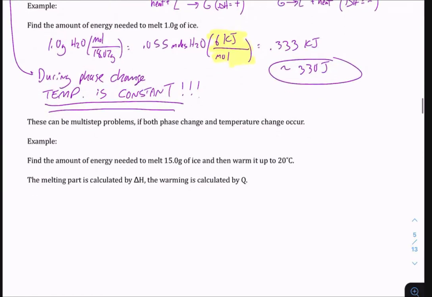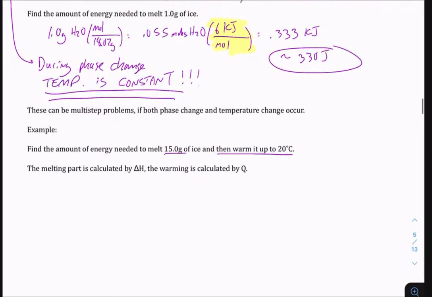Okay, let's try another example. Find the amount of energy needed to melt, this time, 15 grams of ice, and then warm it up to 20 degrees. So there's two things happening. The first part is melting. The second part is warming. So I'm actually going to need to find the sum of two calculations. The melting part, well, that's fusion, and I just showed you how to do that.